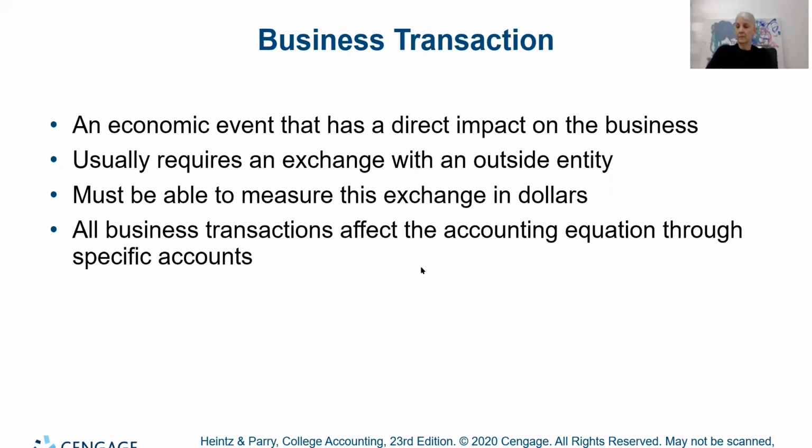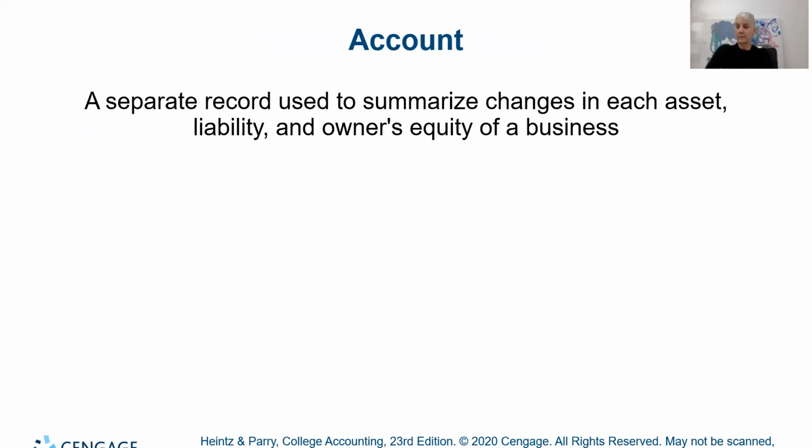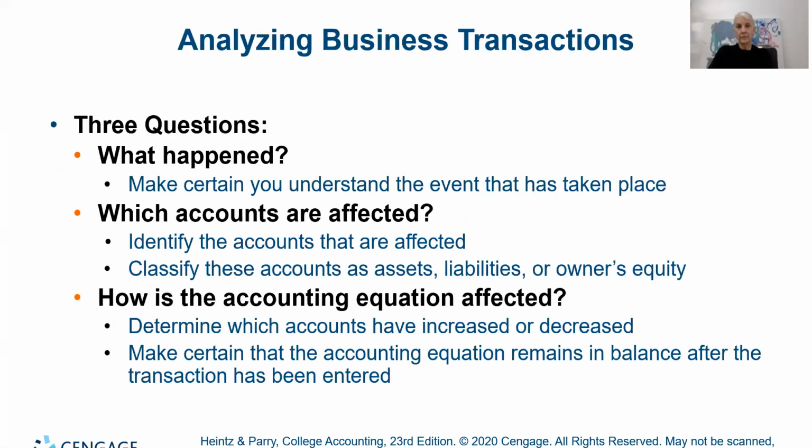We have to measure it in dollars, huh? And all business transactions roll through the accounting equation through specific accounts. And these specific accounts are your list of assets, liabilities, and equity. So let's see what we have here. You're looking at a business transaction. They're suggesting three questions. What happened? Be able to very simply say to yourself, what transpired here?